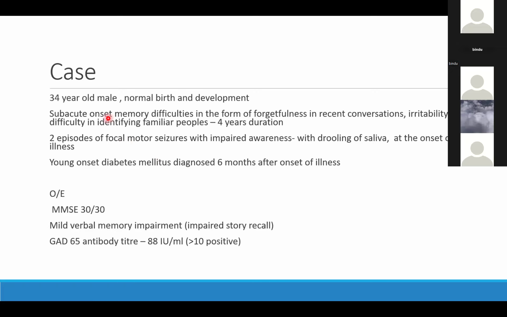So, coming to a case, this is a 34-year-old male with normal birth and development with subacute onset memory difficulties in the form of forgetfulness in recent conversations, irritability, and difficulty identifying familiar people, of 4 years duration. He also had, at the onset of illness, 2 episodes of focal seizures with impaired awareness, with drooling of saliva. He was diagnosed with young onset diabetes mellitus 6 months after the onset of illness. On examination, his MMSE was 30/30, and on detailed lobe function testing he had impaired story recall and mild verbal memory impairment, and he had a high GAD65 antibody titer of 88.